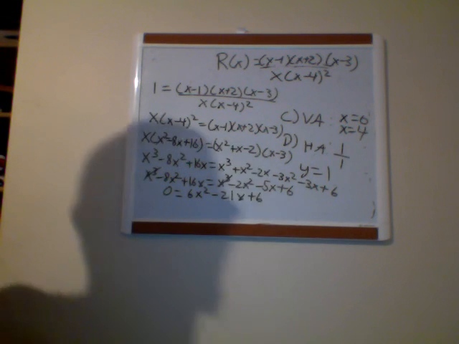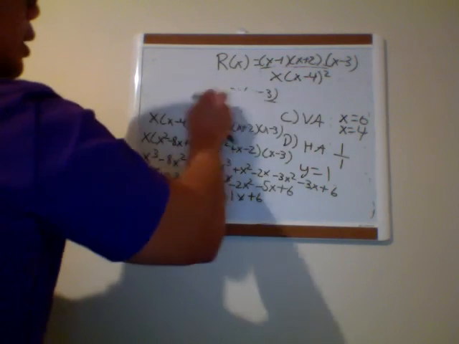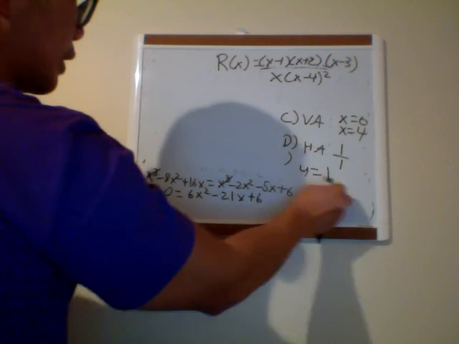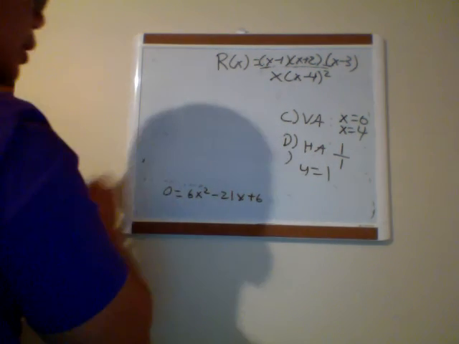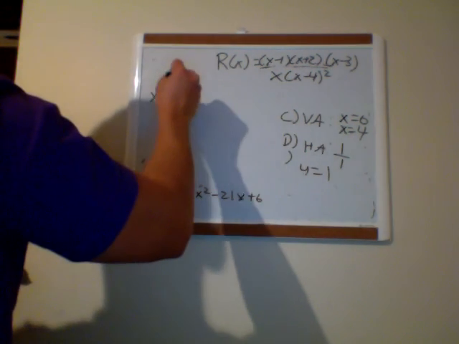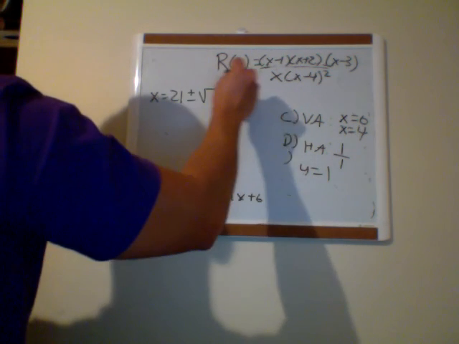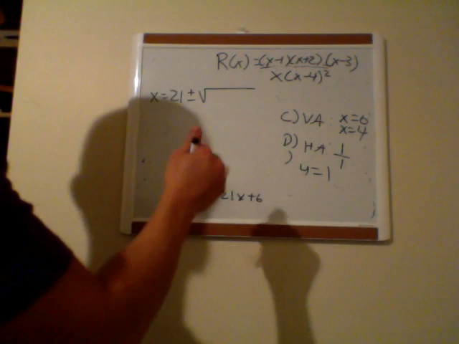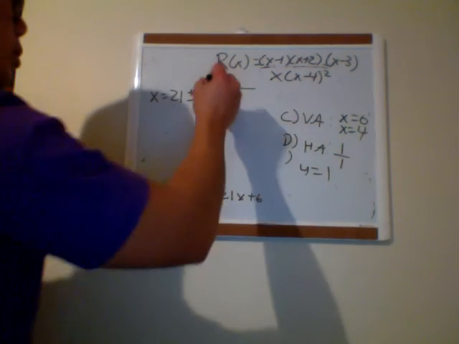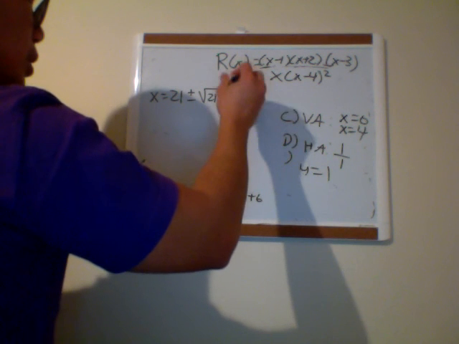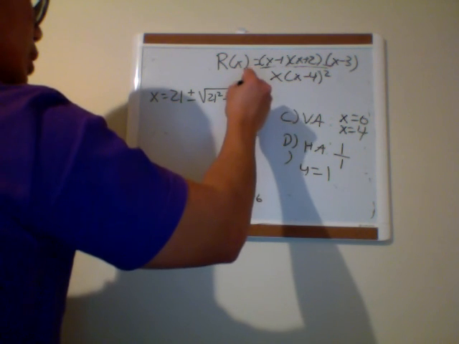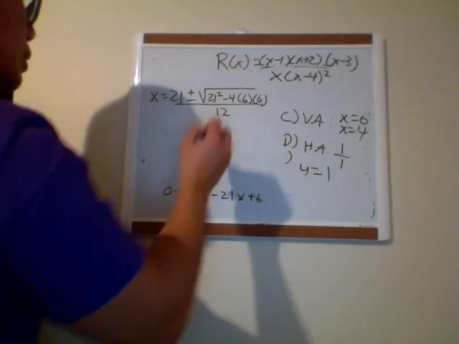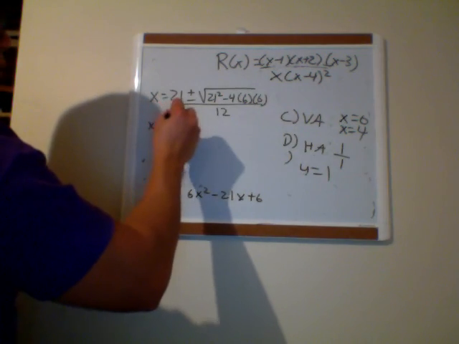Okay, so I think we actually have to do the quadratic formula here. I'm going to erase that. I'm going to leave that here so I have that for my quadratic formula. X is equal to 21 plus or minus the square root of 21 squared minus 4 times 6 over 12. So that's x is equal to 21 plus or minus.